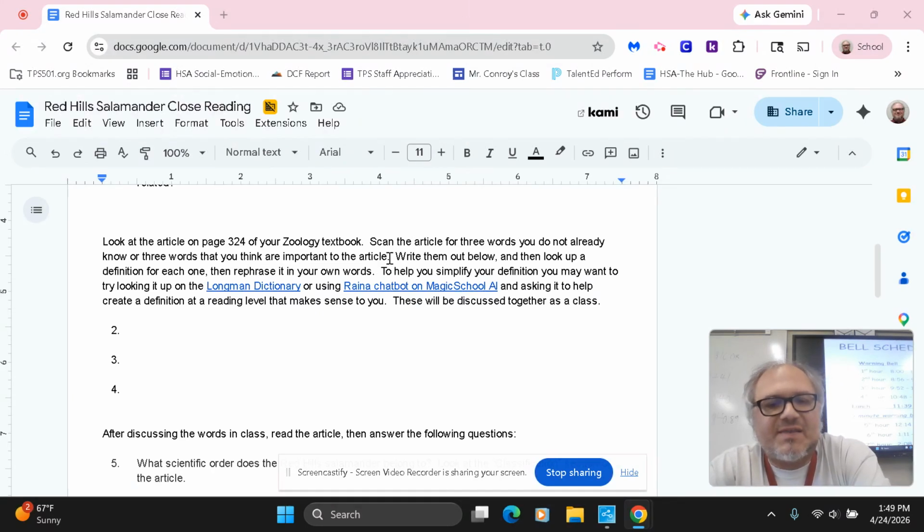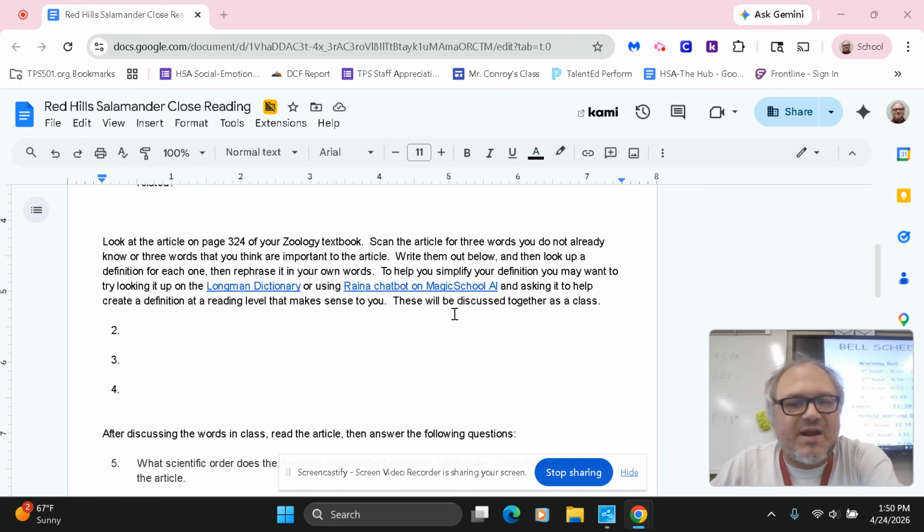Could be some things like the classifications that the featured salamander belongs to. Could just be some terms that describe aspects of its habitat or the types of pollution it's facing. There's a few different options in there that are good terms we can use. Write those 3 words out below for 2, 3, and 4, and then look up a definition for each one, then rephrase it using your own words. To help you simplify your definition, you may want to try the Longman Dictionary, or you can use any online dictionary you prefer.